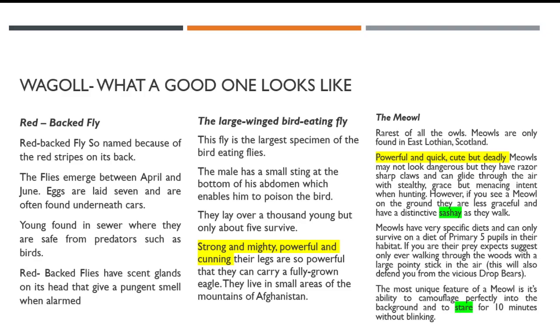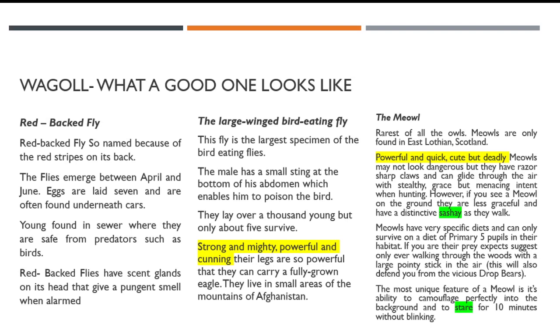The meowl, rarest of all the owls. Meowls are only found in East Lothian, Scotland. Powerful and quick, cute but deadly, meowls may not look dangerous, but they have razor-sharp claws and can glide through the air with stealthy grace, but menacing intent when hunting.